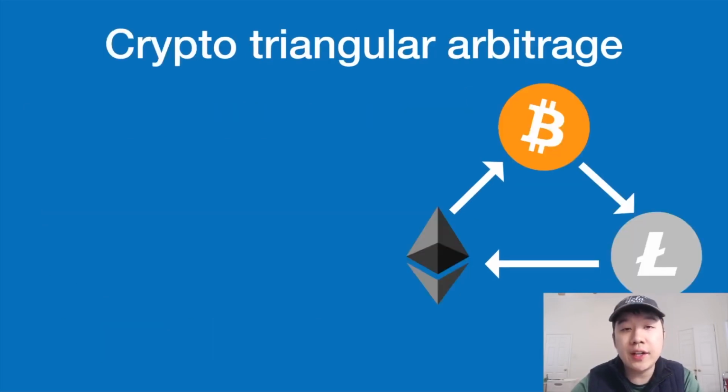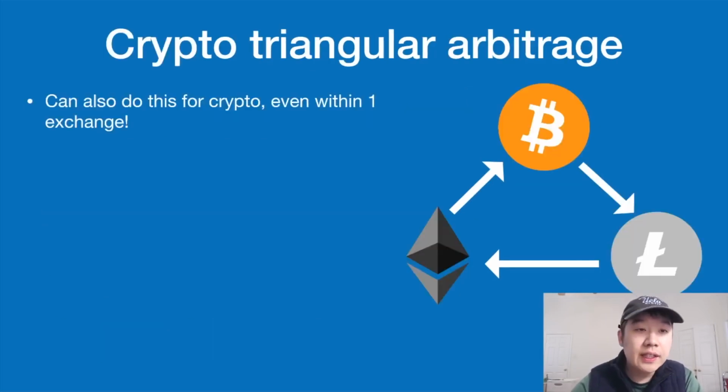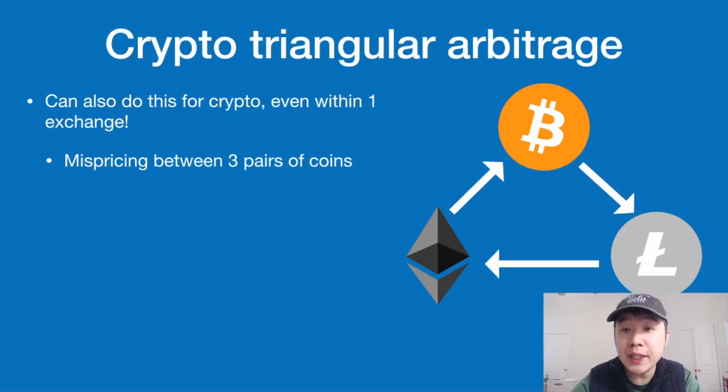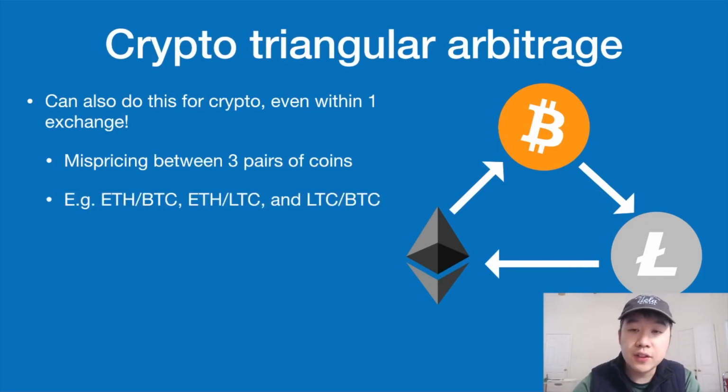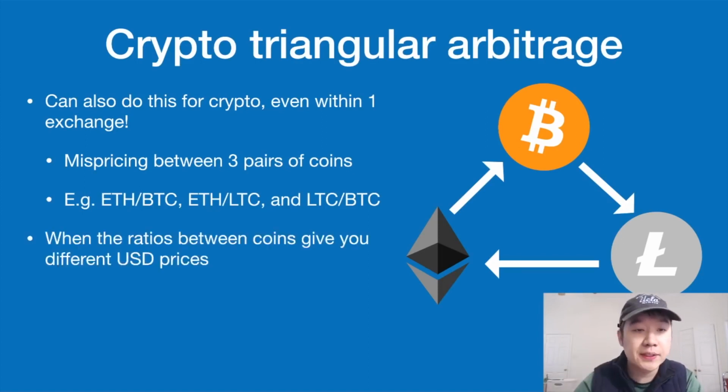Now, you can also do this triangular type of arbitrage with crypto. Even within one exchange, you can apply this technique. So how does this work? Well, you're taking advantage of mispricing between 3 pairs of coins. For example, Ethereum Bitcoin, Ethereum Litecoin, and Litecoin Bitcoin. They kind of form a circle or a triangle, per se. If you recall or look on coinmarketcap.com, the ratios between the coins are denoted in USD value as well. That's why you can take advantage of arbitrage.